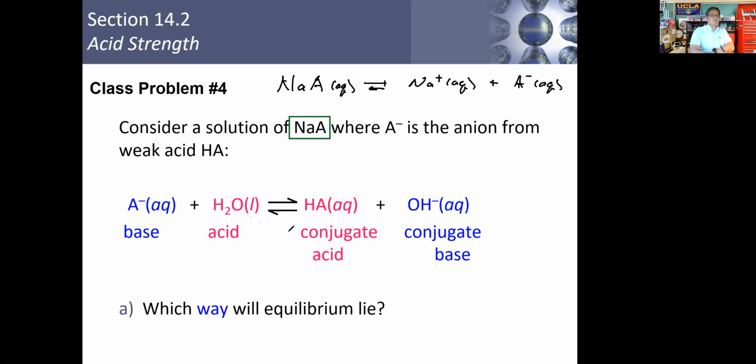in what direction will the equilibrium lie? Answer that question, but then tell me why. This question is a little bit more involved than some of you may believe. First, tell me which direction equilibrium will lie, and which side it will favor. Will it favor the left-hand side with the anion and water, or the right-hand side? Then answer why.